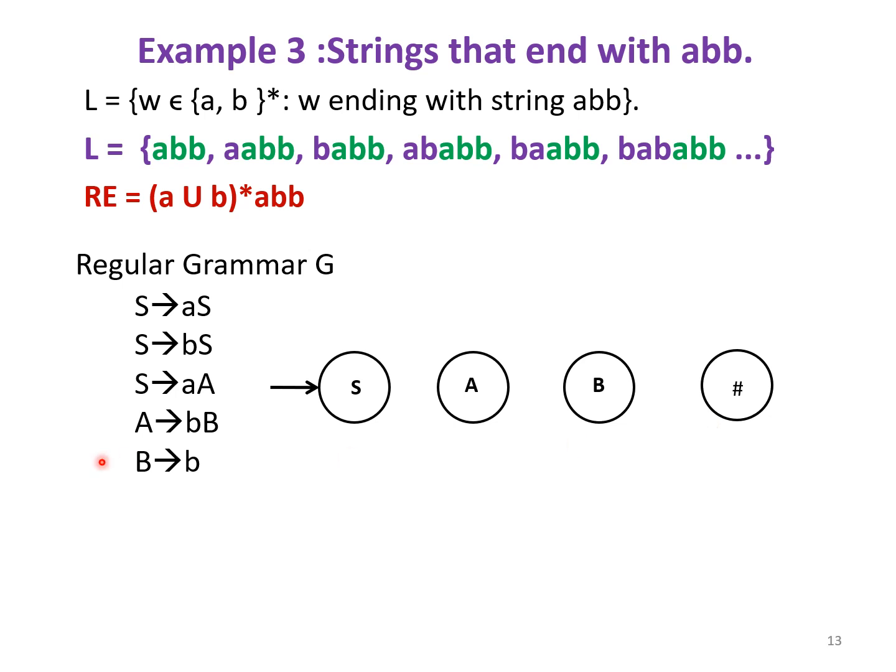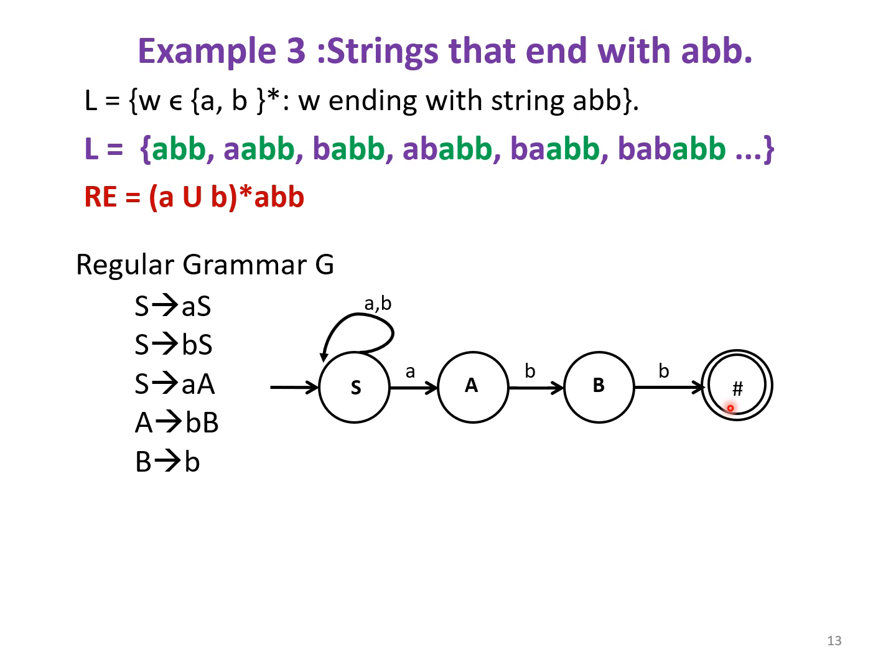In the fourth step, if we have the rules non-terminal tends to terminal followed by non-terminal, so we have four rules there. Then what to do? S tends to AS, so S will take a self loop for A. Similarly, S tends to BS, so it will take a self loop for A and B. Then S tends to AA, so S for A goes to A. Next, A for a B goes to B, and B for a B goes to hash.